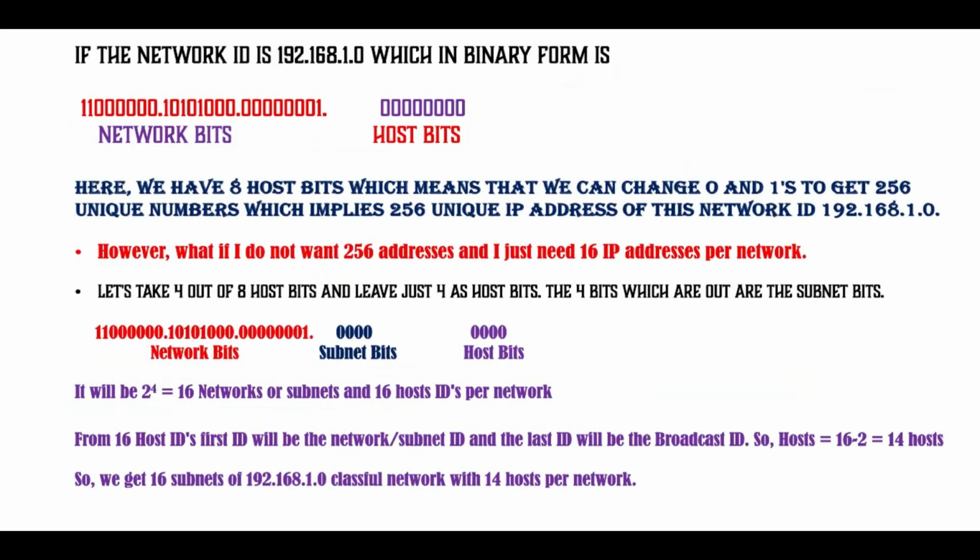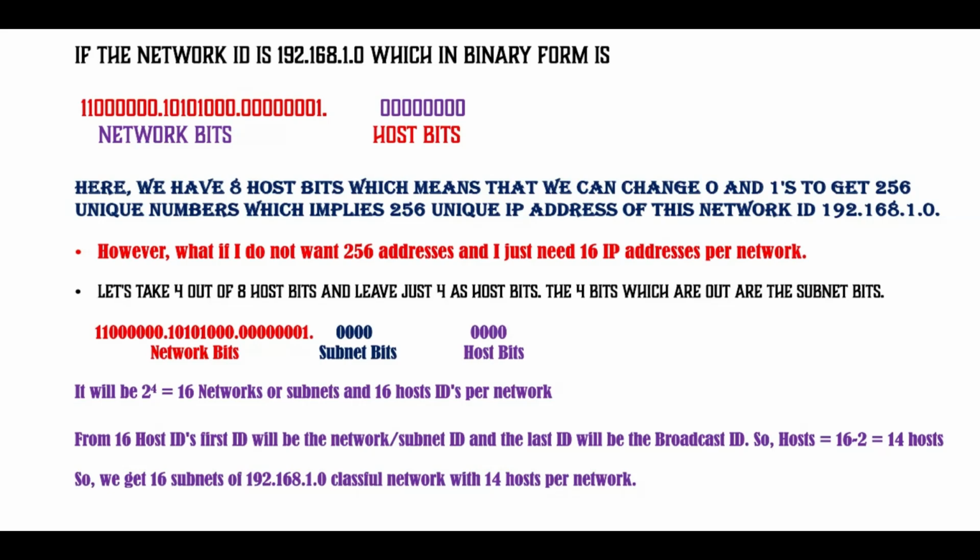If the network ID is 192.168.1.0, which in binary form is shown here, we have 8 host bits, which means that we can change the 0s and 1s to get 256 unique numbers, which implies 256 unique IP addresses of this network ID 192.168.1.0. However, what if I do not want 256 addresses and I just need 16 IP addresses per network?